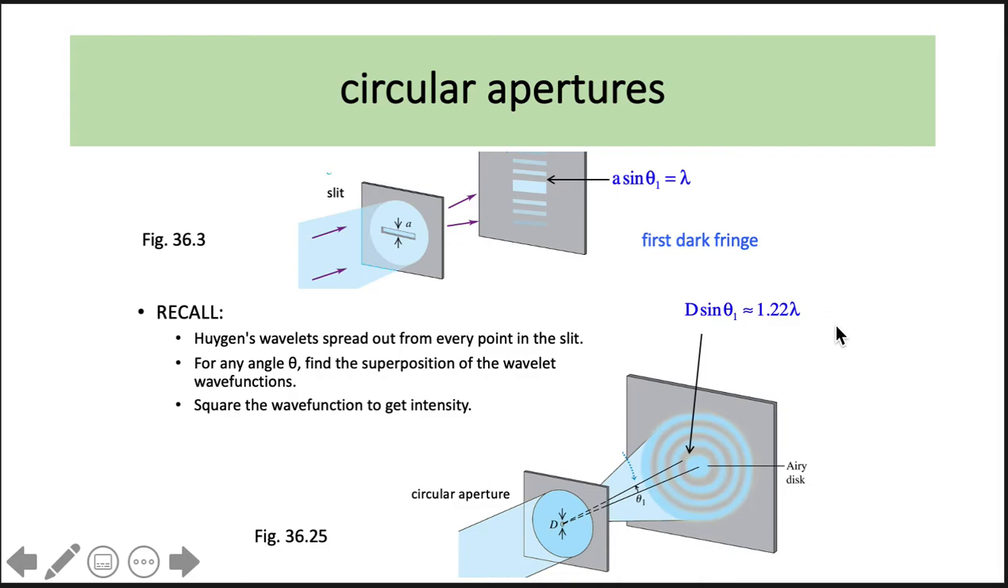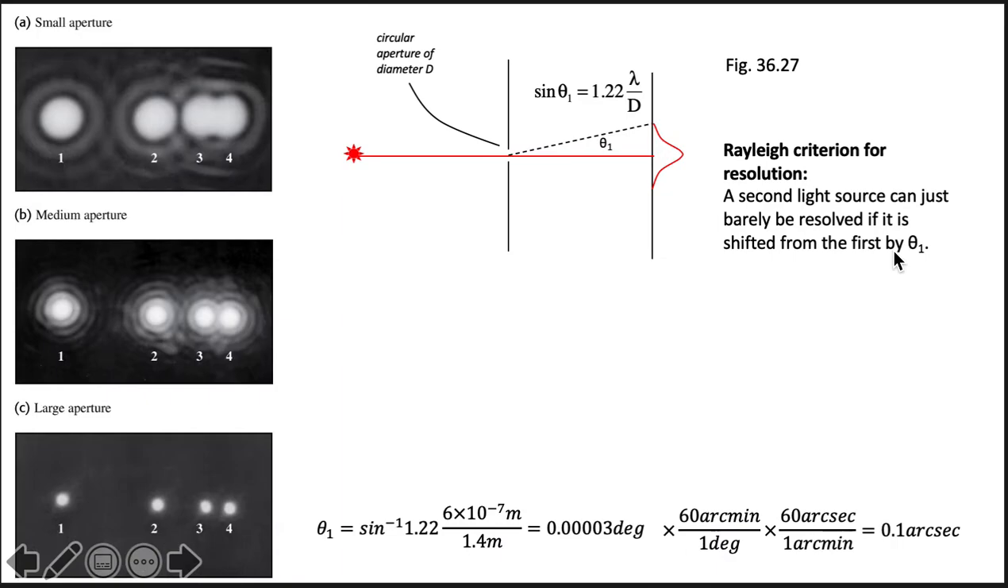So I'm just stating this without proof. It comes from solving this problem, adding up all the wave functions from all the openings in the circular aperture. But this equation is useful enough that it's worth pulling it out of thin air and talking about it. So why is this useful? Let me go on to the next slide here.